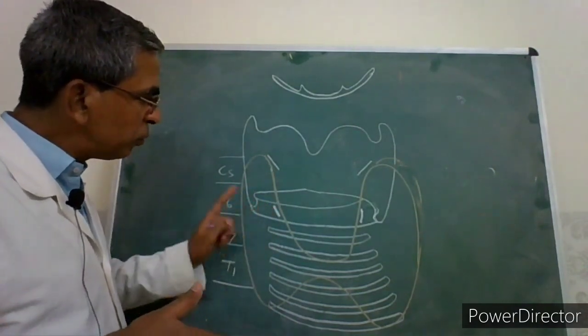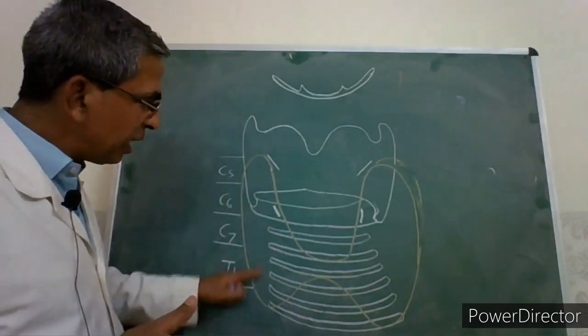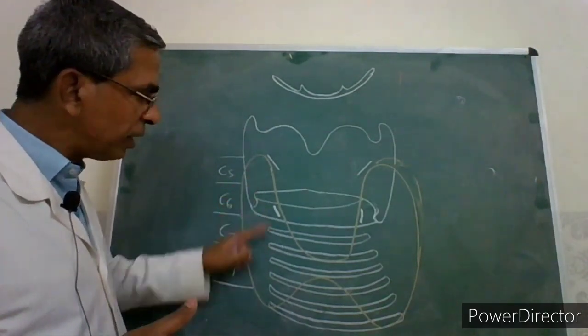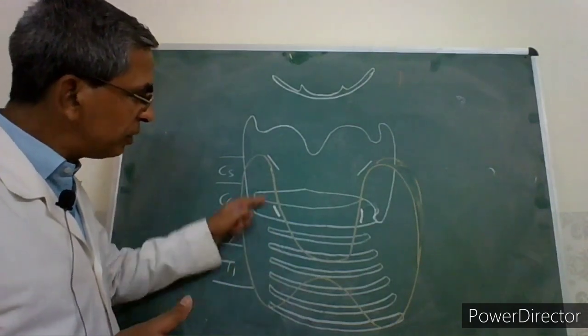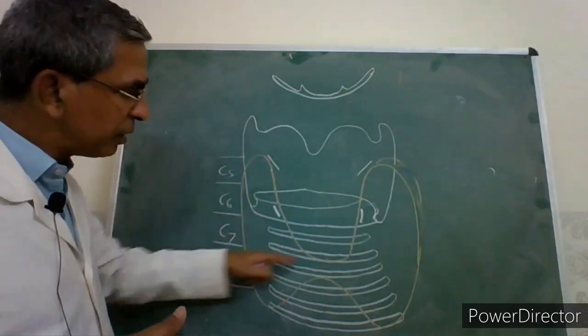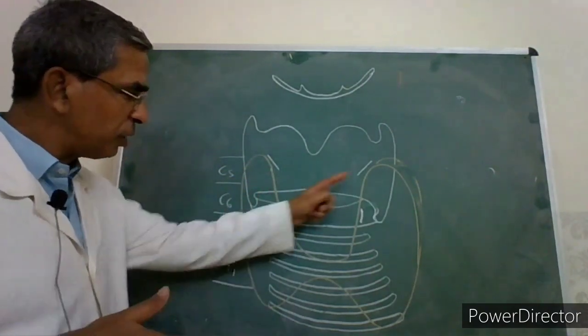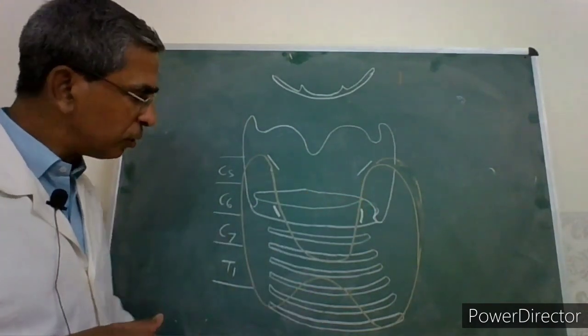So only two structures are present between the true and false capsule: the parathyroid gland, and the arteries which pierce the false capsule and enter into the true capsule. So these are the structures which are present between the false capsule and the true capsule.